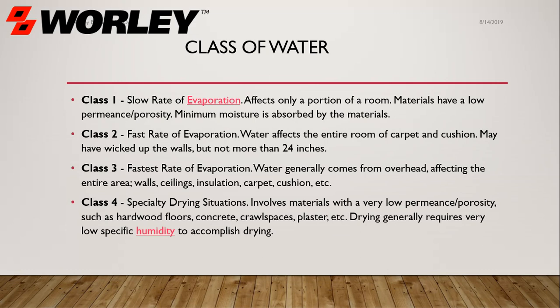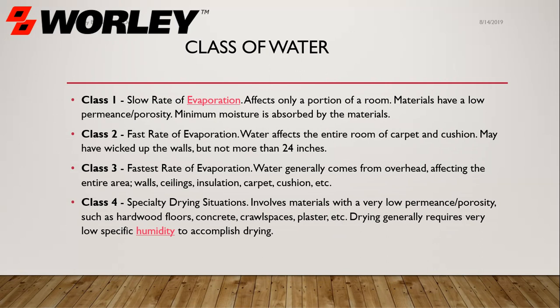Now Class 2, a little bit faster rate of evaporation. Water affects the entire room. Maybe some carpeting, the carpet pad, it's wicked up the walls, but no more than 2 feet, 24 inches. So that's a Class 2. Class 3 is water that generally comes from overhead, affecting the entire area: walls, ceiling, insulation, carpet pad, those types of things. So the entire room has been impacted.